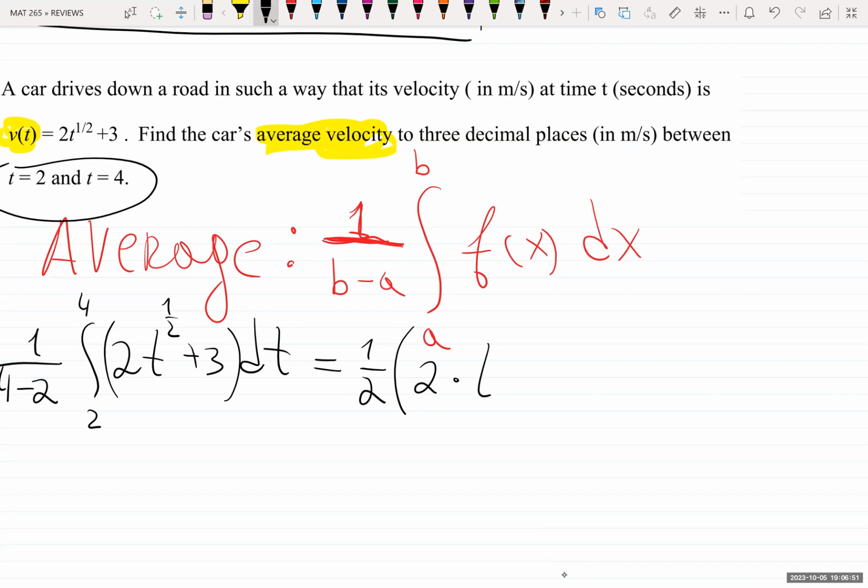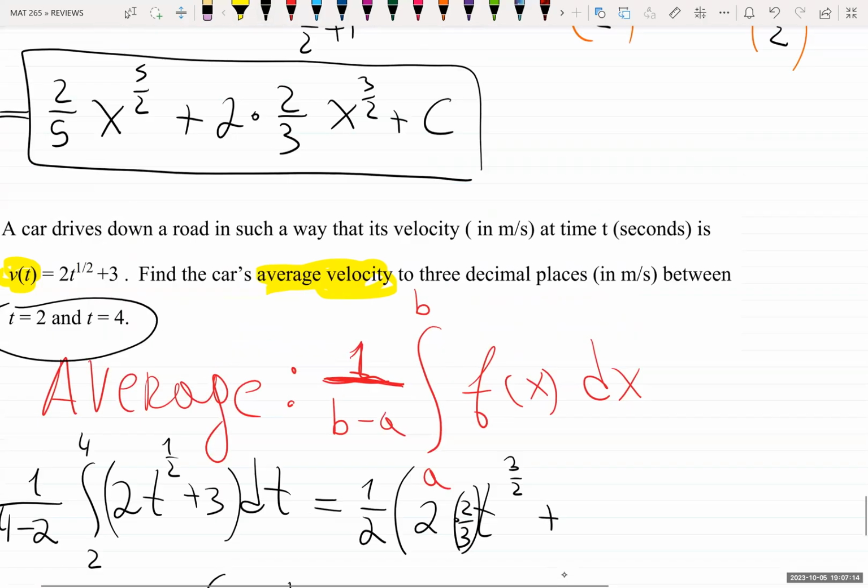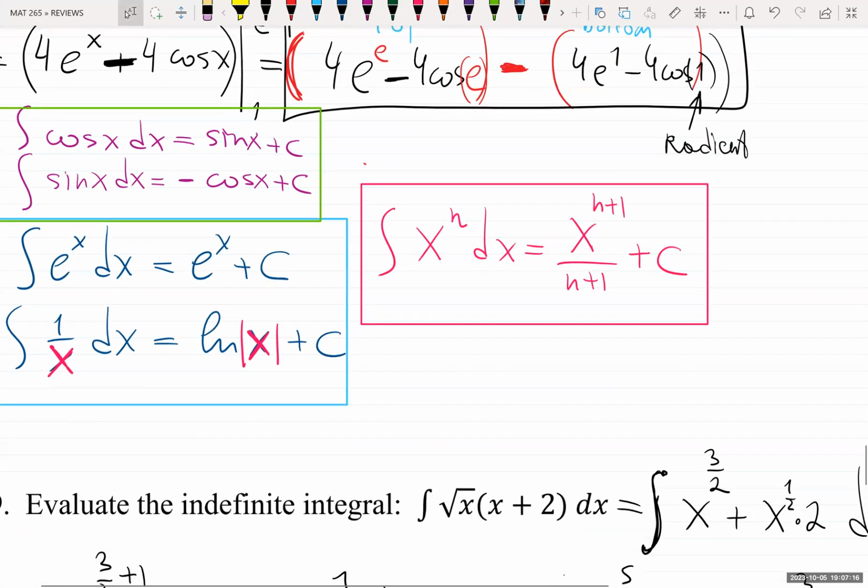2 times t to the 1/2 plus 1, which is 3/2. And we already know it's going to be 2 times 2/3 if you want to be fast. What is the integral of 3? To figure out the integral of a number a, you ask yourself, the derivative of what gave you that number? a times t, or x, let's do x for this, so you have a nice formula. Actually, let's add it to the formulas. It's not a new formula, it's still the power rule.